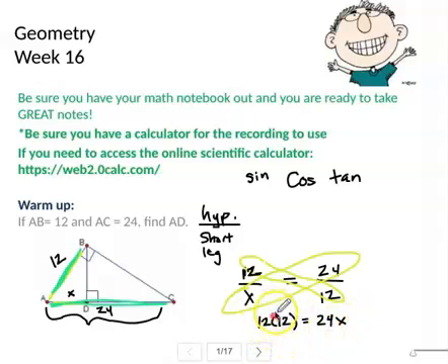144 is what we get when we take 12 times 12. So I'm going to continue up here. I'm running out of space down there. So 144 equals 24x. And then to get to x, I'm going to divide each side by 24.